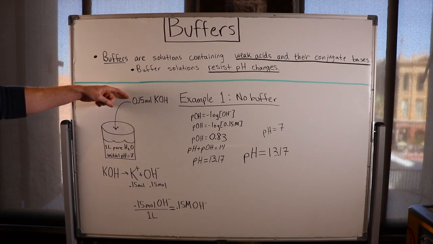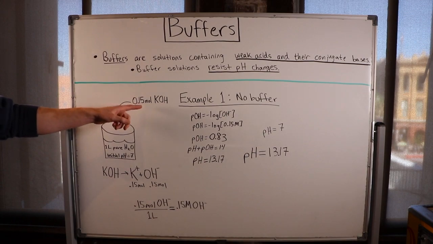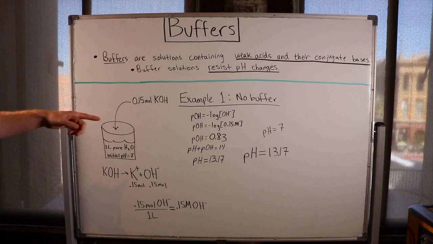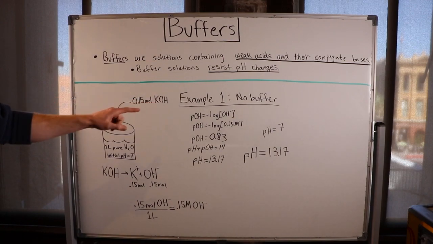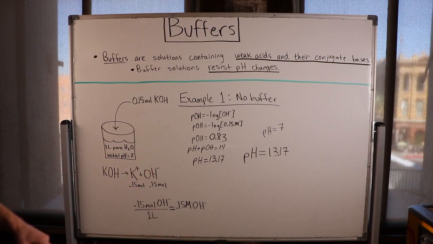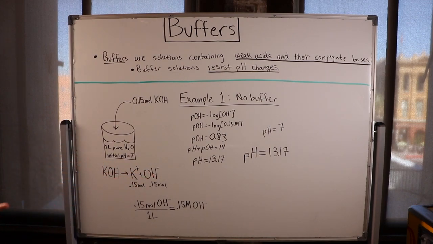So let's see what would happen when we add in 0.15 moles of potassium hydroxide. And we know that that is a strong base. So we would expect, if this solution has no ability to buffer or resist pH changes, that this strong base is going to raise the pH of 7 quite significantly. When we drop 0.15 moles of KOH into this solution, it's going to break up into K plus and OH minus. And we know the K plus has no effect on the pH, so it's really the hydroxide ion, the OH minus, that we're going to have to account for.